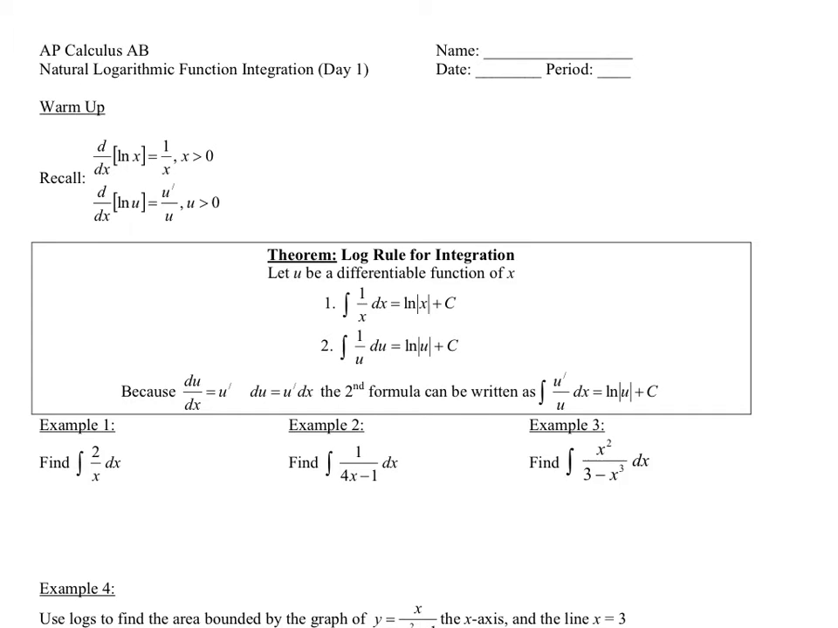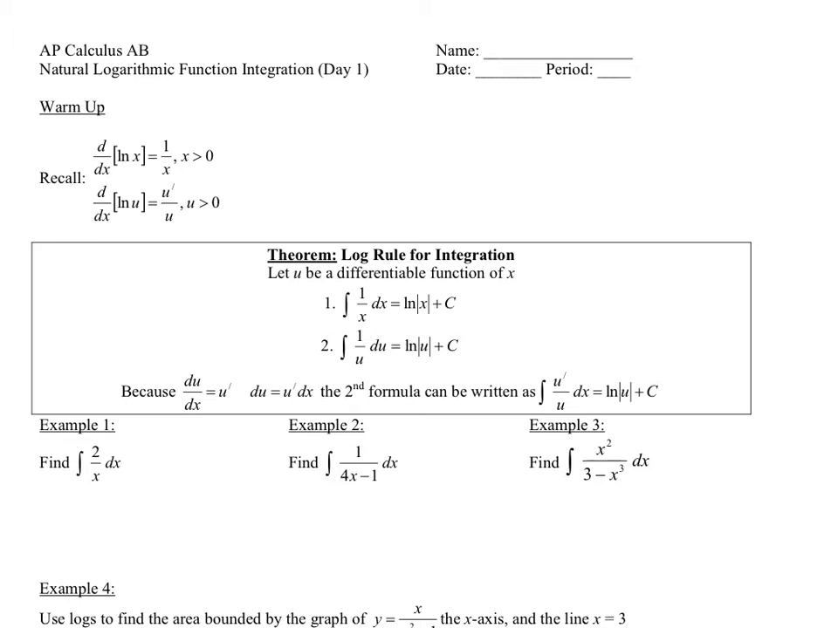And we had the limit on the domain here that x had to be greater than 0. And then we also said that the derivative of the natural log of u, if we have a composite function, is u prime over u. Okay? Now, again, u has to be greater than 0. So let's look at integrals.